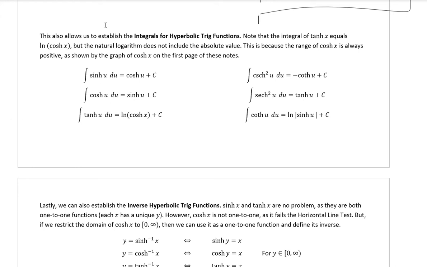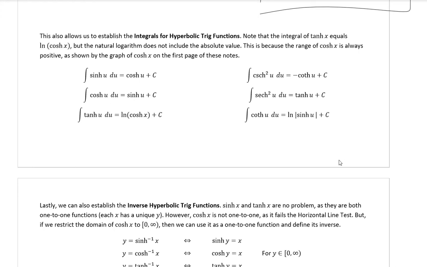For example, the integral of sinh is cosh, the integral of cosh is sinh, so a lot easier, and then we have the plus c's unless we have the integration bounds. Integral of tanh is natural log of cosh. Integral of sech squared is tanh, and integral of csch squared is negative coth. Integral of csch squared is natural log of sinh.